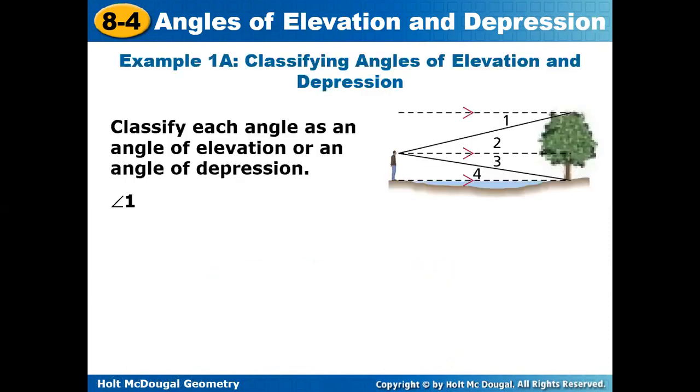Example 1. Classifying angles of elevation and depression. Classify each angle as an angle of elevation or an angle of depression. Angle number 1. You know that angle number 1 here is formed by two lines. The first line is horizontal and the second line is the line of sight to a point which is below the horizontal line. So angle number 1 is an angle of depression.